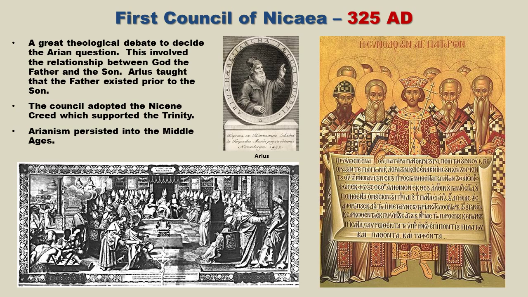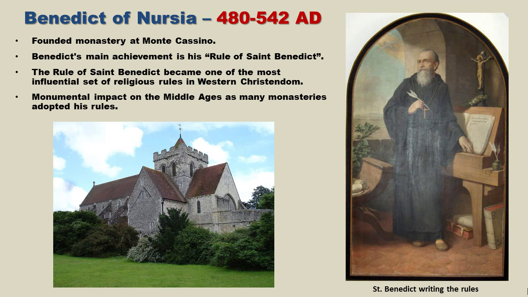But Arianism did not go away, and it persisted into the Middle Ages. And we will talk about this in later videos when we talk about the various Germanic tribes, because many of the Germanic tribes adopted Arianism as their creed. So as I said, we will discuss that in future videos. Now, in the early Middle Ages, there were two important figures in church history, Saint Benedict and Pope Gregory. And we'll get to Pope Gregory in the next slide.